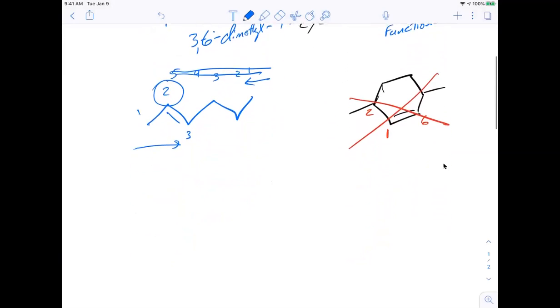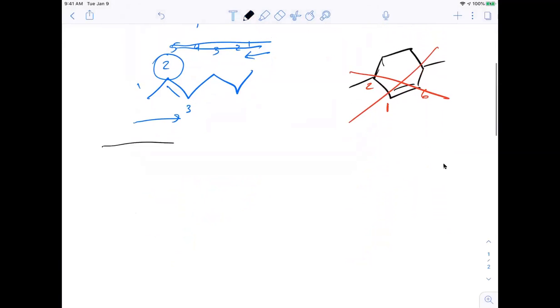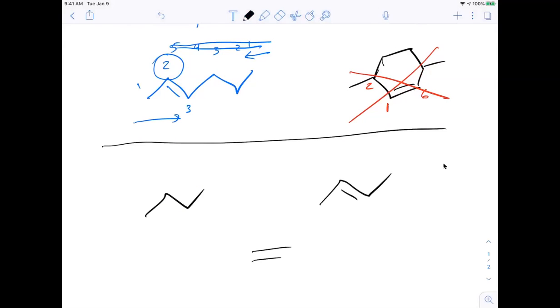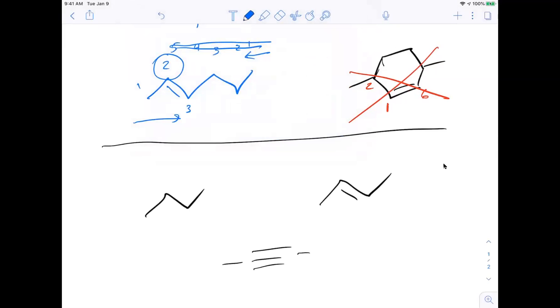The other thing I wanted to review real quick was what we did Thursday. It's such a long time ago. What I wanted to look at is hybridizations, before we get into resonance.